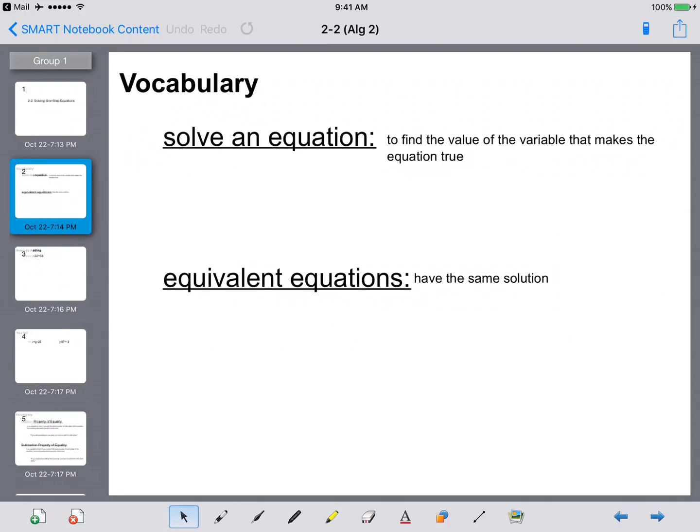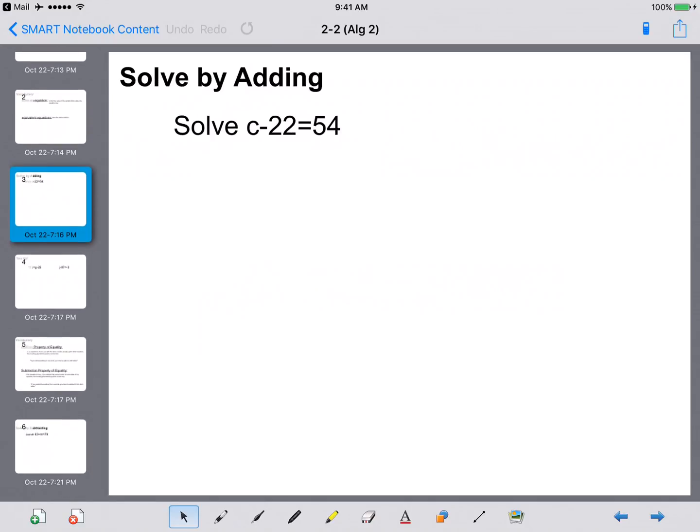So starting off, we need some vocabulary. When you hear to solve an equation, that means you need to find the value of the variable that makes the equation true. Equivalent equations then have the same solution. So here it says solve by adding.